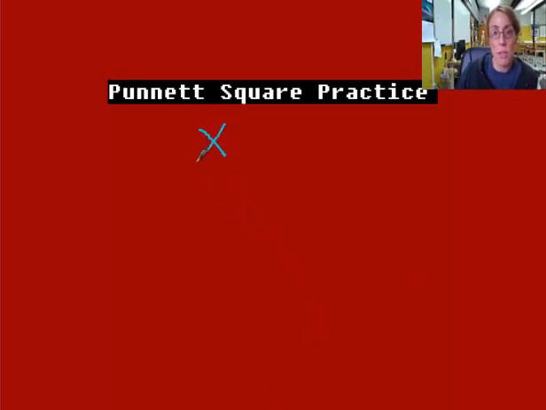So remember to study for the test tomorrow on Punnett squares. You have links within your notes, you can look at Punnett square practice. You also have links on the classroom website.